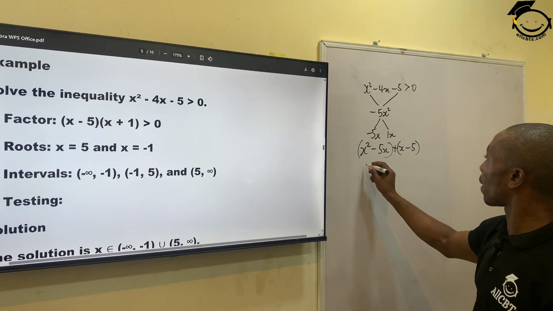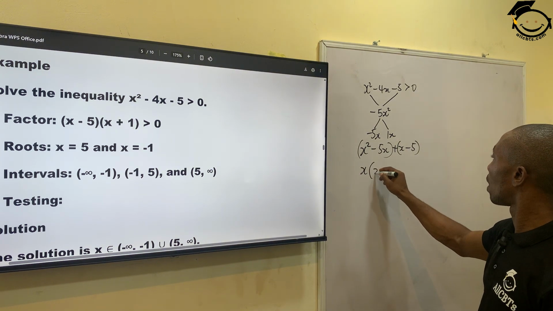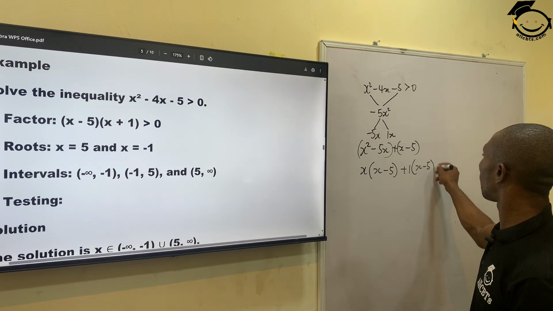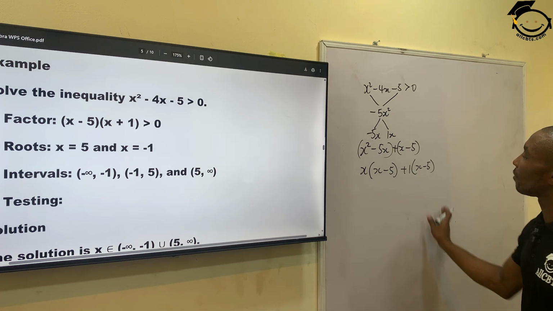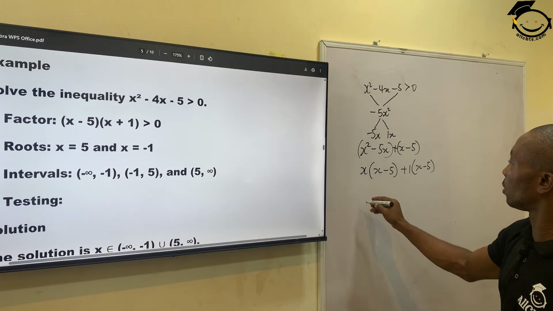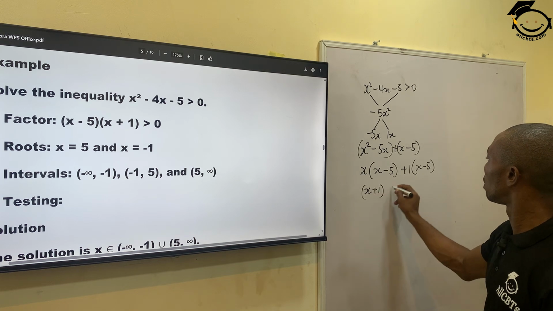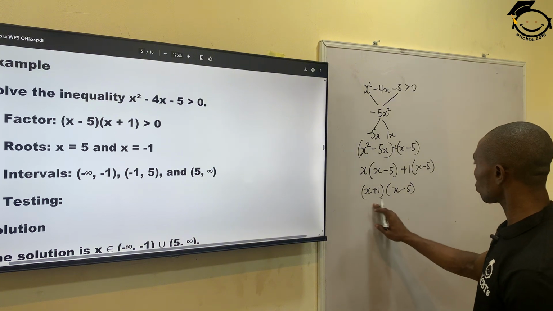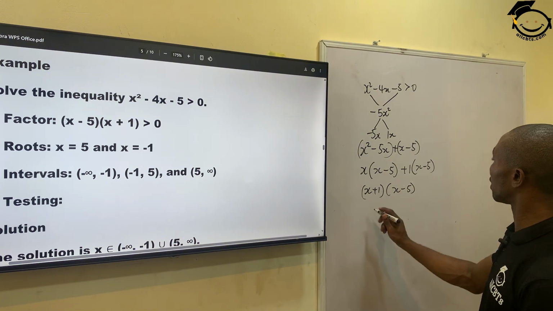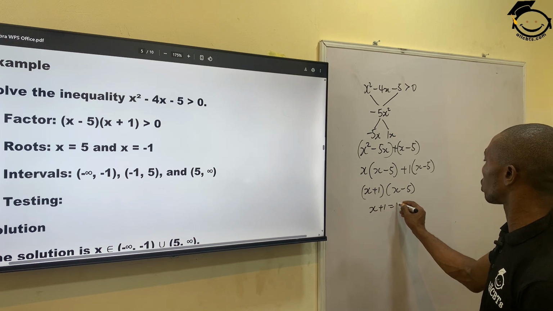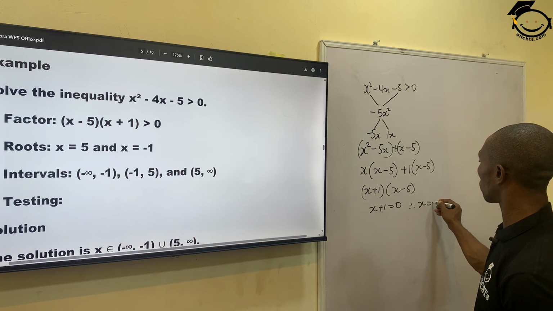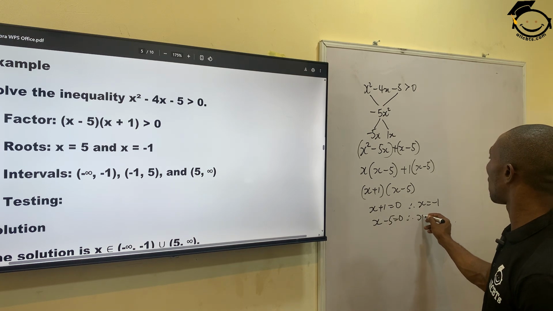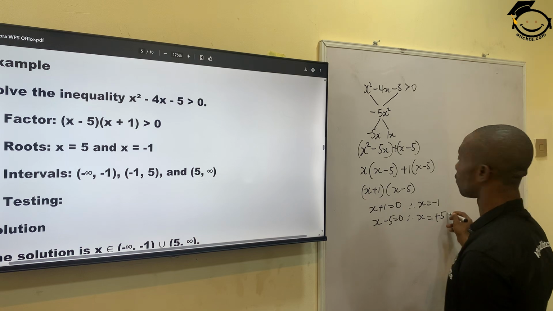Grouping these two together, we have x minus 5 plus 1, x minus 5. Now, having this, we have common terms in our bracket. This becomes x plus 1, x minus 5. So if we equate this to 0, this becomes x plus 1 equals 0. So therefore, x equals minus 1, and x minus 5 equals 0. So therefore, x equals plus 5.